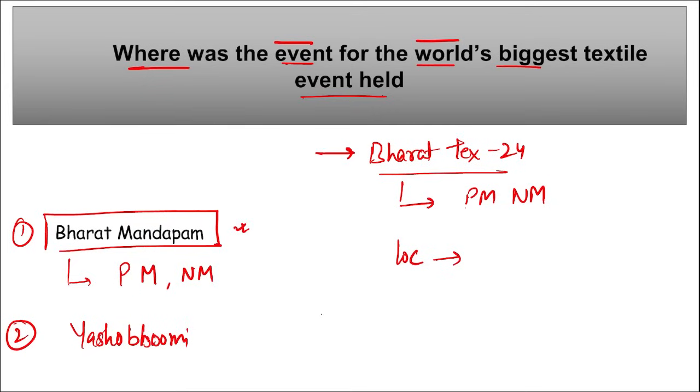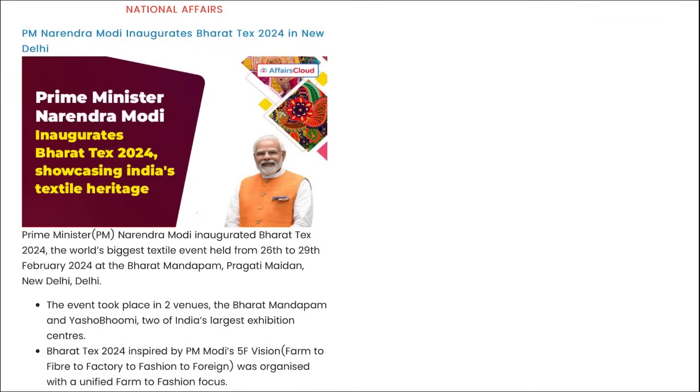Then this Bharat Tex, what is this? As the name suggests, tex, it is a textile event, right? In order to grow India's textile sector, in order to bring more development in the textile sector, to set up more industries, to set up more manufacturing plants, to come up with new technologies that will be helping the textile sector to grow, this event was held. Then this Bharat Tex was inspired by Prime Minister Narendra Modi's 5F vision. This 5F is farm to fiber to factory to fashion to foreign, right? Let me show you.